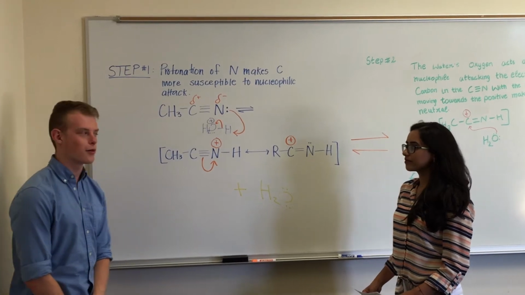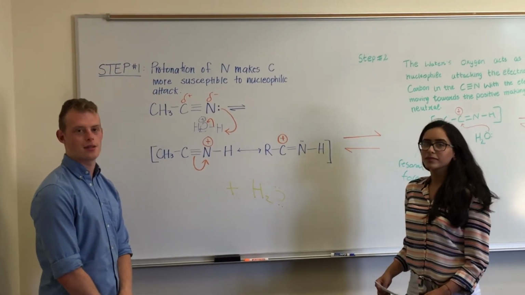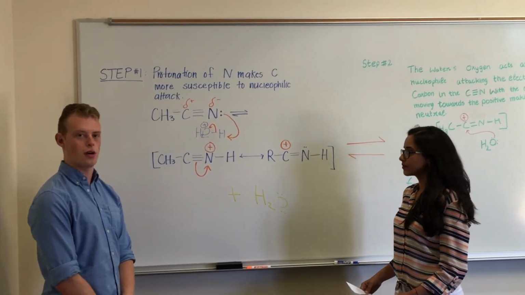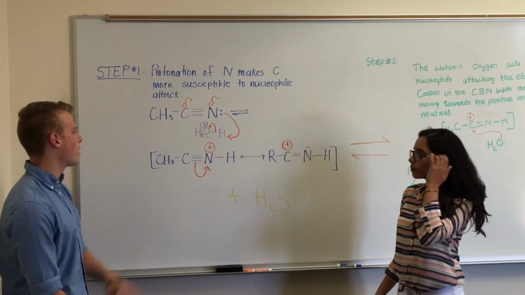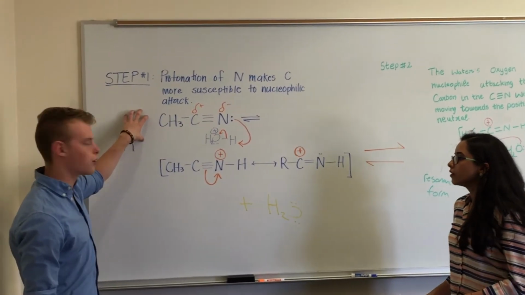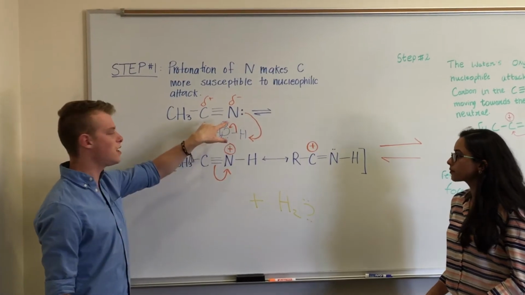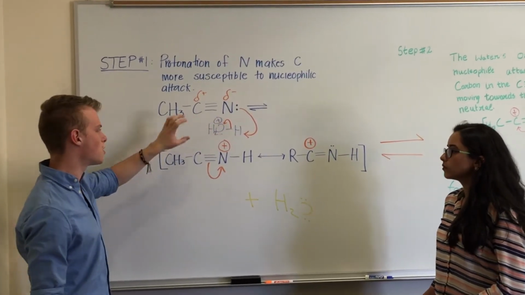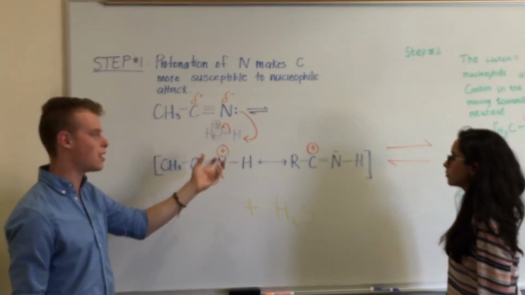Hey dudes, today we're going to do the acid catalyzed hydrolysis of a nitrile. So we have a methyl nitrile molecule right here. This C triple bond N is a polar bond, which gives the nitrogen a lot of electron density, and it also has a lone pair.